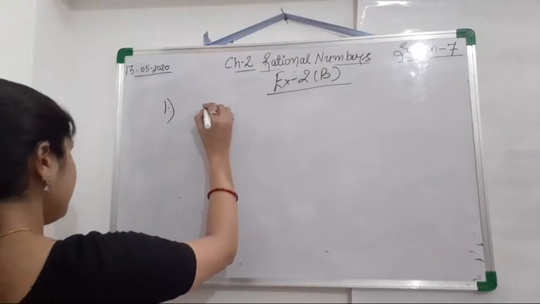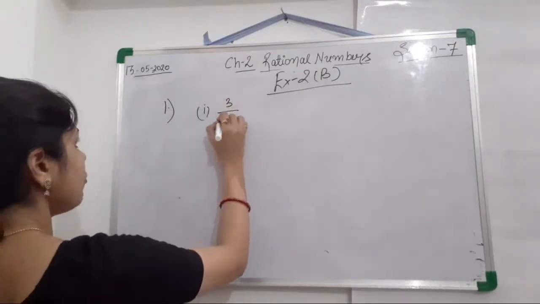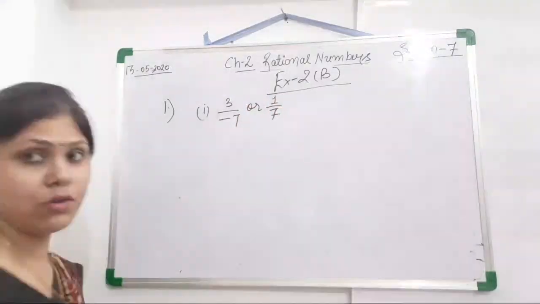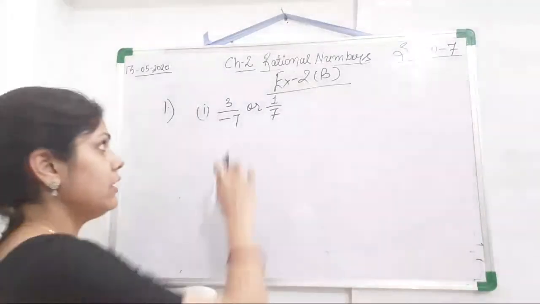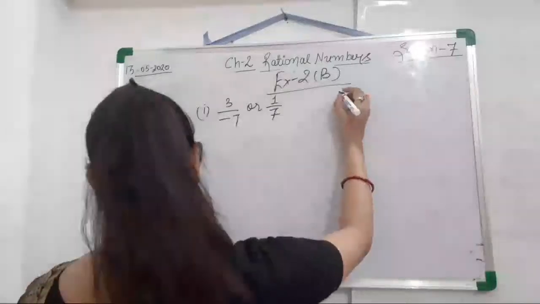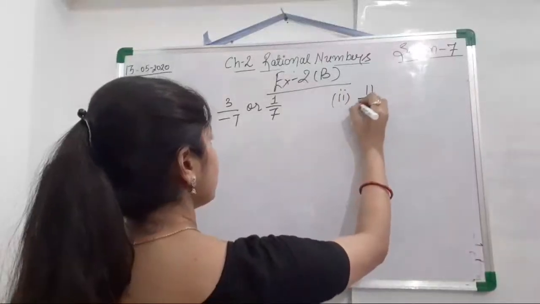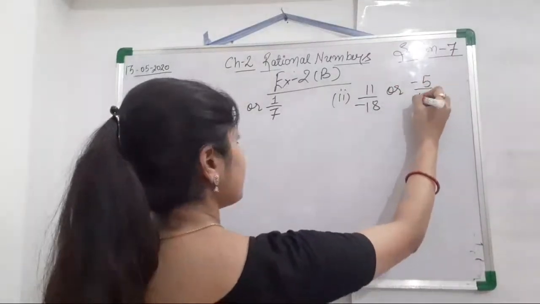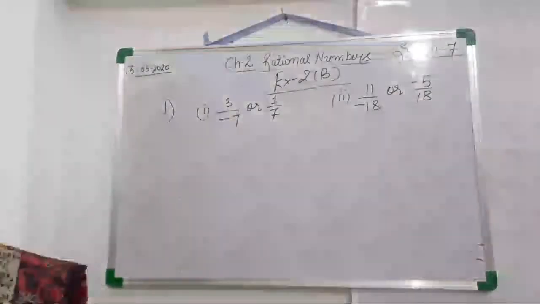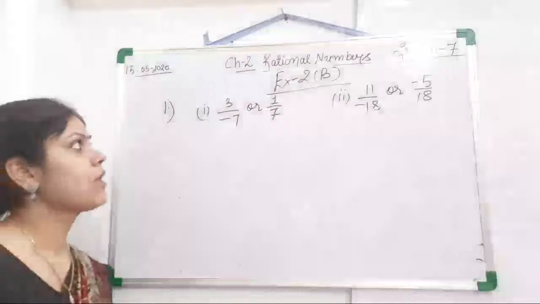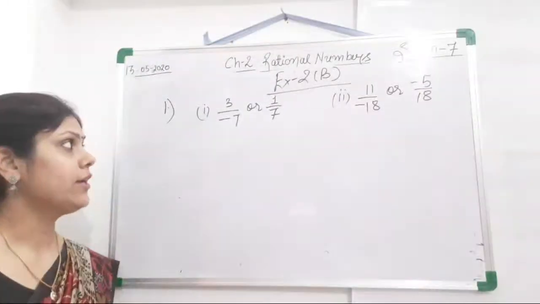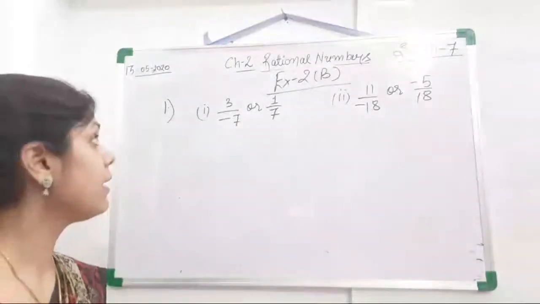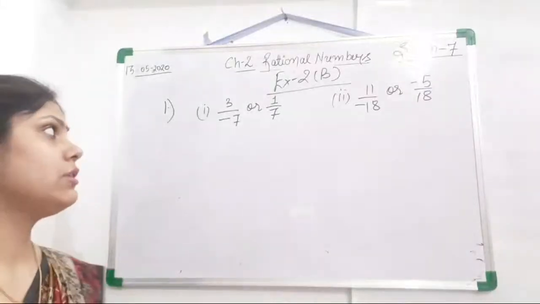First question, first one I am explaining: 3 upon minus 7 or 1 upon 7. You have to find which one is greater in the following pairs. Or minus 5 upon 18. So in these two questions, let us see. You can see in the first one, 3 upon minus 7 is written and 1 upon 7 you have to compare. Now, how will you solve this?